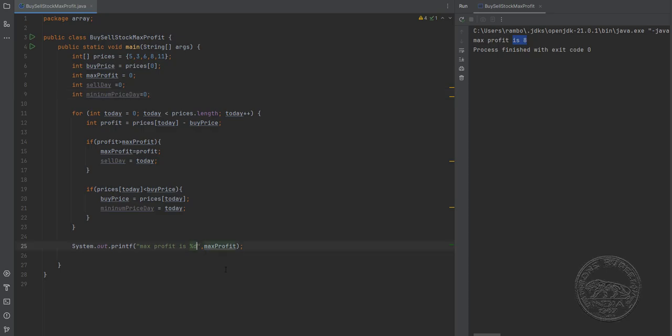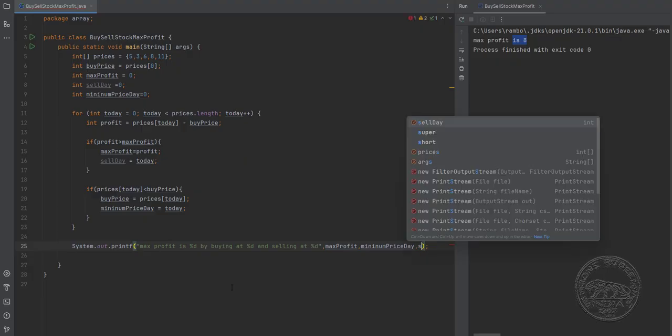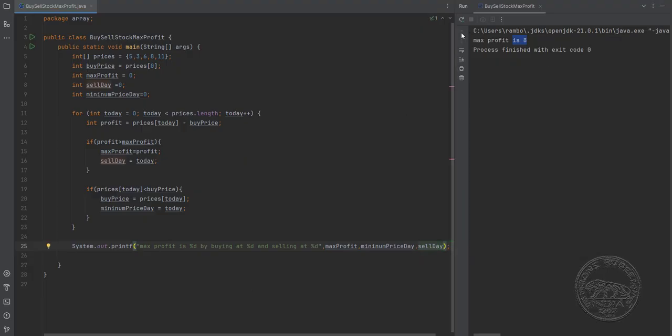So if we say that we make buying at and selling at, let's put min price day comma sell day. Let's run this once. So we bought it at first, so this is where we bought and this is where we sold it, and we made a profit of 11 minus 3, 8.